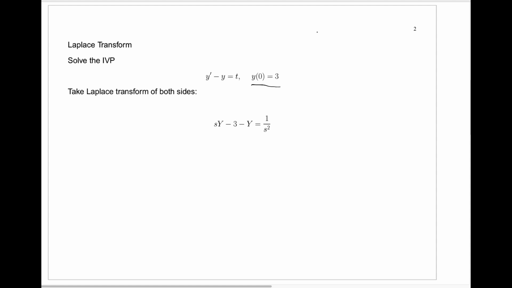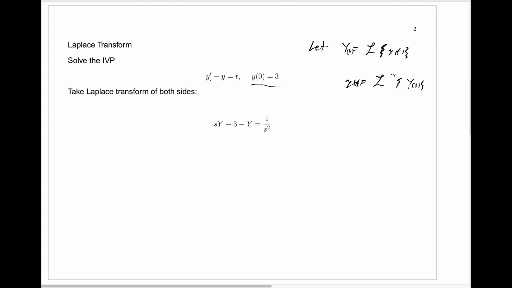And just for convenience of notation, we're going to let capital Y, which is a function of s, be the Laplace transform of little y of t. So whenever you see capital Y, you know that's the Laplace transform of little y. We're going to talk about this later. We can get back little y, which will be what we call the inverse Laplace transform of capital Y. So little y of t will be what you get when you run this Laplace transform backwards from Y of s.